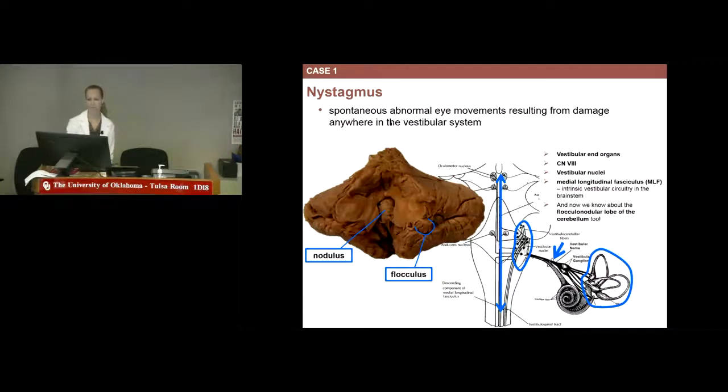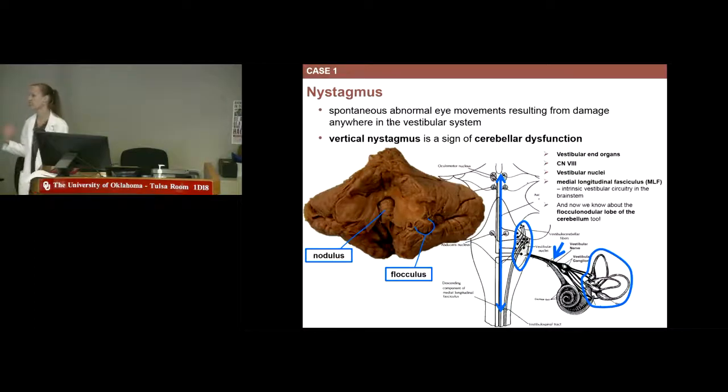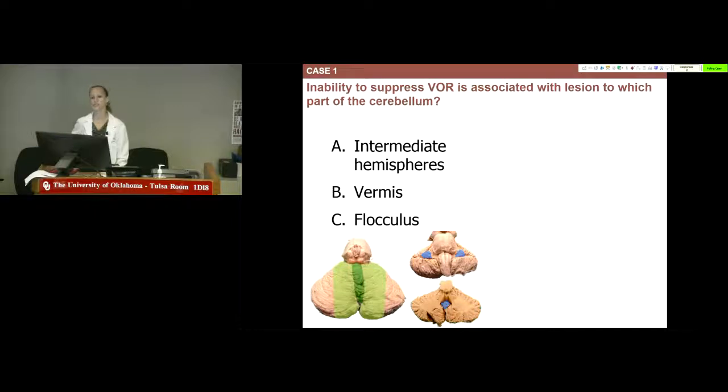All right, so vertical nystagmus, like I said already, is a sign that is associated specifically with cerebellar dysfunction. All right, so inability to suppress the vestibulo-ocular reflex is associated with lesion to which part of the cerebellum?